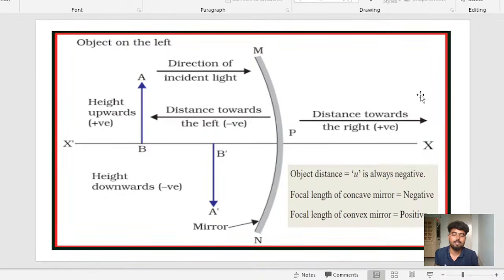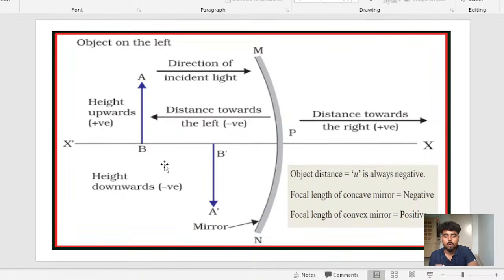Now please listen here. This is the most important topic, sign convention. What are the things you are going to learn from this topic? Let us consider this as a concave mirror. Please look at this M and N. The same thing you are going to learn in lens, but it will be called the aperture of the lens. This M and N represents the aperture of the lens, not the mirror. We are not going to use M and N in the mirror now.